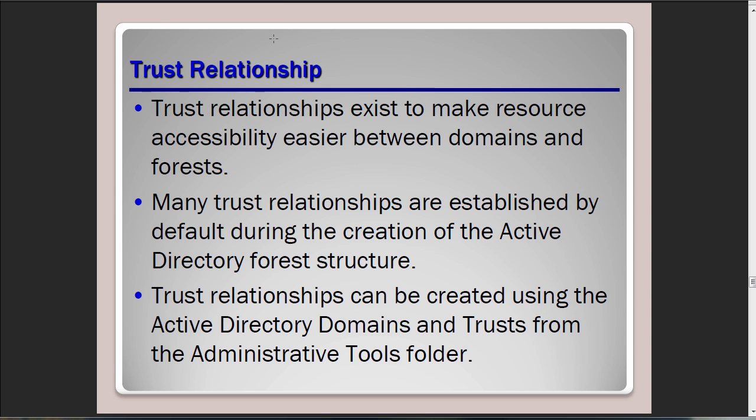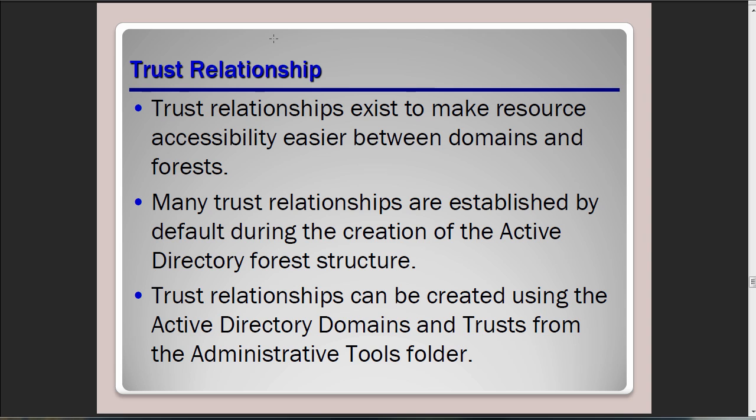Trust relationships. Trust relationships exist to make resource accessibility easier between domains and forests. Remember, we can have that cross-forest transitive trust. So if we buy a company with another Active Directory domain, we can create that forest trust to start sharing resources between the forests. We can share resources between domains. And of course, by default, resources when we create a child domain are shared downward. In order to do upward, we need to create the permissions to do so.